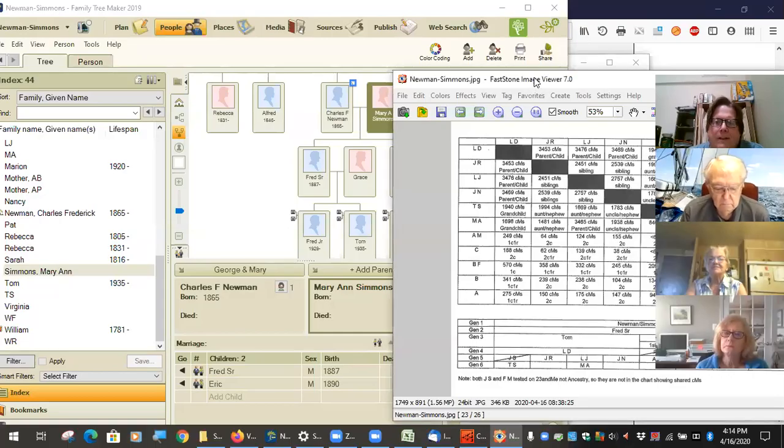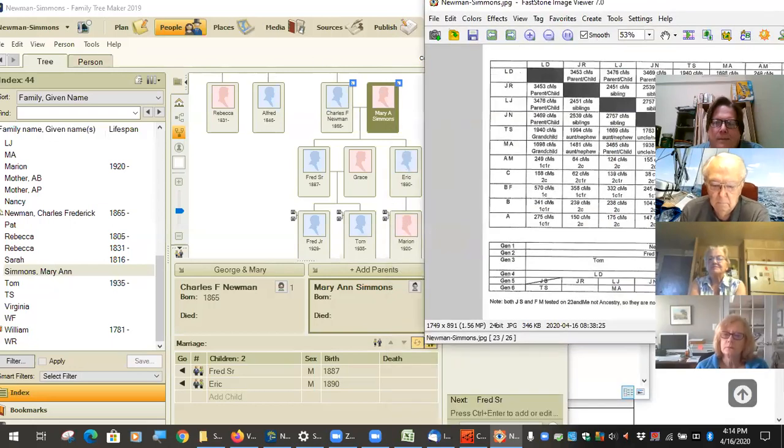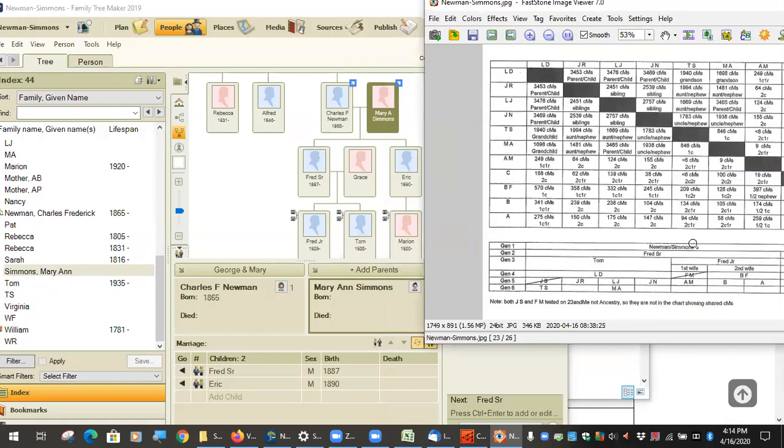Okay, so I believe you can see the tree and this graphic all at once. Yes, I see both. Hide that down.